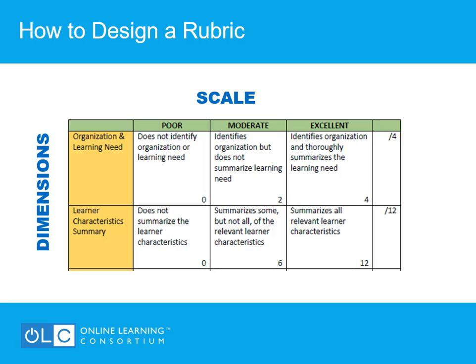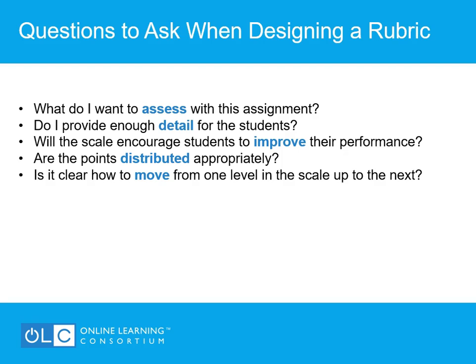After you've designed your rubric, go back over it and ask the following questions. What do I want to assess with this assignment? Make sure that you've identified all the key points of the assessment in your rubric, and that you are measuring the right things based on the objectives you had set forth for the assignment. Do I provide enough detail for the students? By including detail in your description of each dimension, you help the students to understand what you're looking for in their assignments and thereby help them to focus their work.